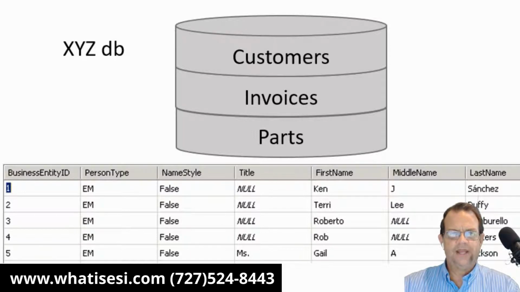In our first name field, we have Ken, Terry, Roberto, Rob, and Gail. So each row is a record, and each column represents a field. Once again, we have the entire database. It will contain tables, and tables will contain records. Now, databases can contain much more than just tables. They can contain views and stored procedures, but that's beyond the scope of this particular video.